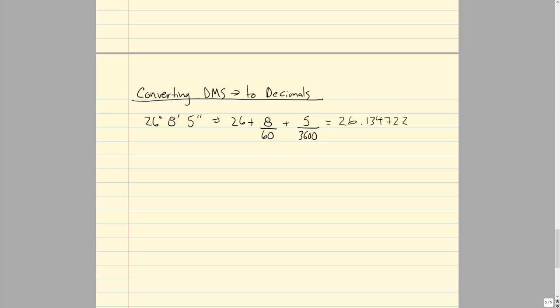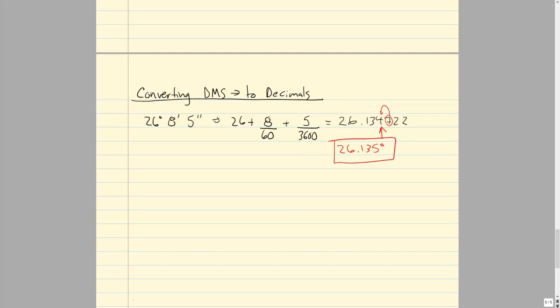So usually we're asked to round this to thousandths, let's say. And again, always read your instructions in MyMathLab. So here's our thousandths position. The 7 would round that up to a 5. So this would be 26.135 degrees. So that's an example of converting.